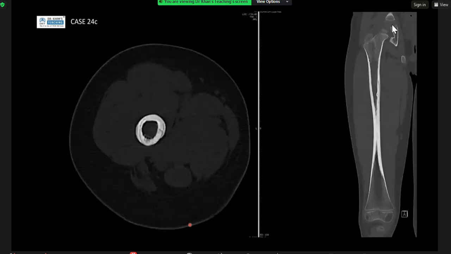So on this axial and coronal CT scan, I see that there is a diffuse cortical thickening seen in this proximal femoral diaphysis, having a bone within bone type of appearance. So this could represent congenital conditions like osteopetrosis or infections.